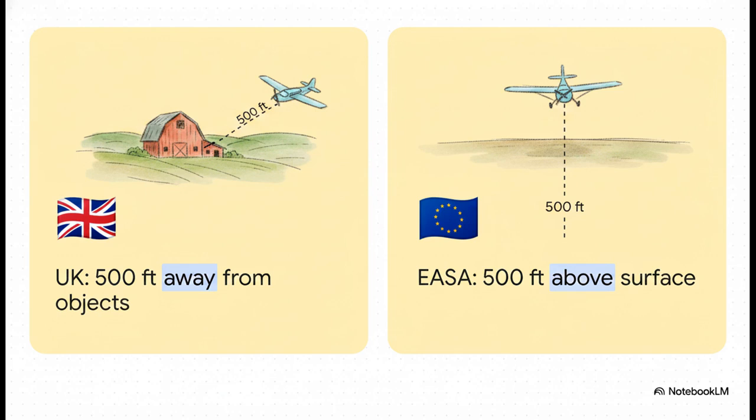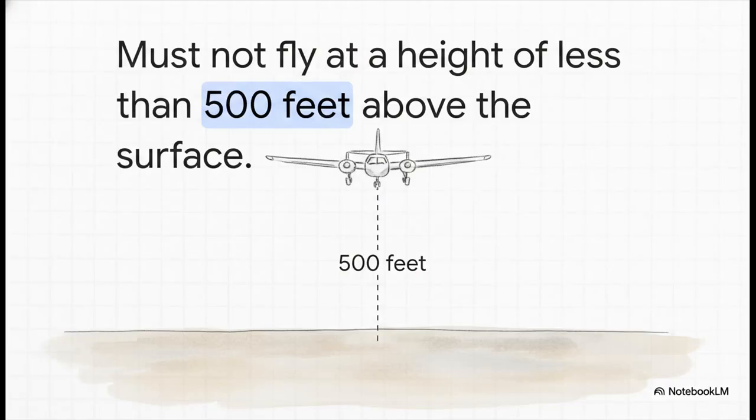And this brings us to another absolute classic exam trap. Examiners love to test if you know the nuance between the UK National Distance Rule we just talked about and EASA legislation, because trust me, they are definitely not the same thing. See, while the UK rule specifies being 500 feet away from things like people or structures, meaning you could technically fly lower if the area is totally deserted, EASA legislation takes a different approach. EASA sets an absolute minimum height. Under their rules, an aircraft must not fly at a height of less than 500 feet above the surface, period. It doesn't matter if there's not a single person or structure in sight.